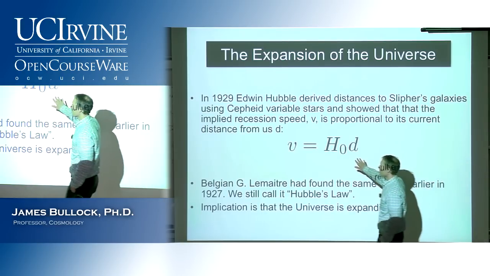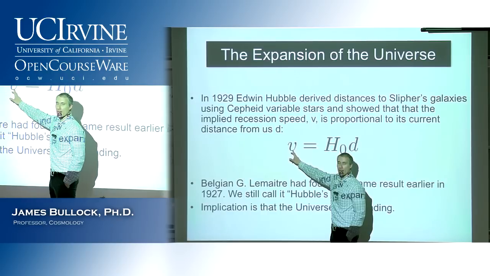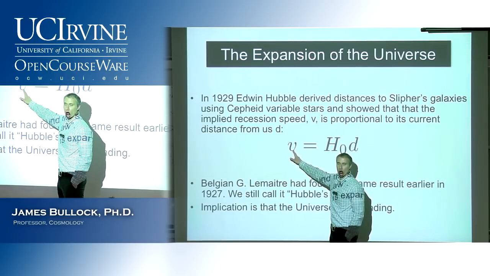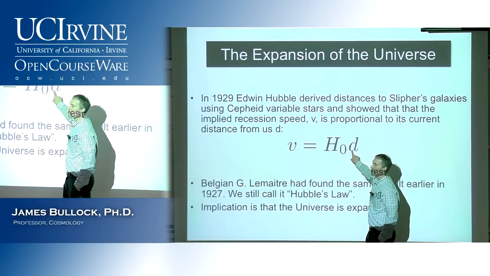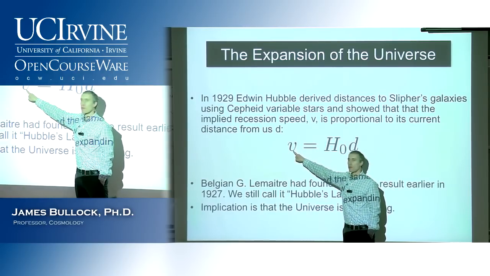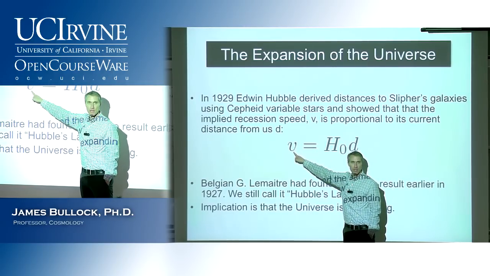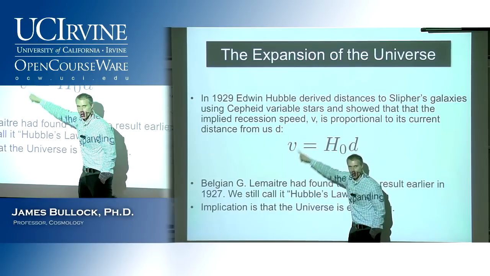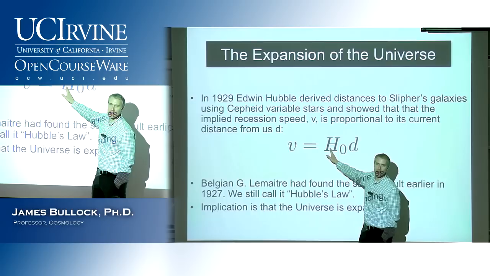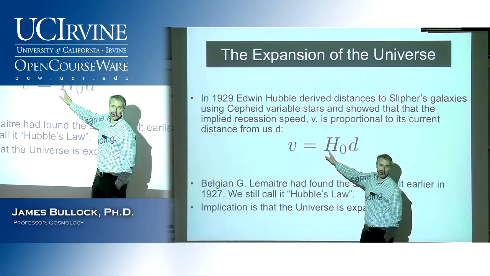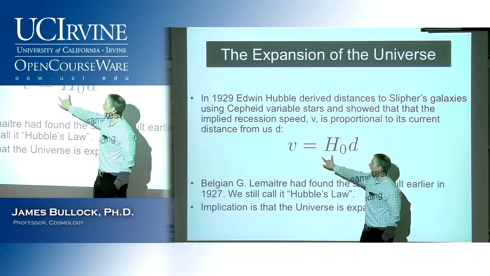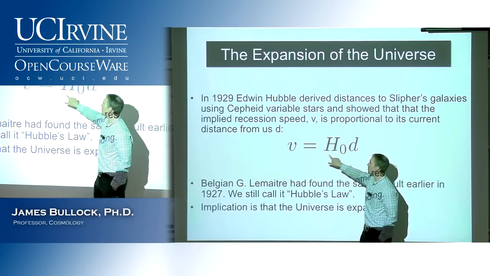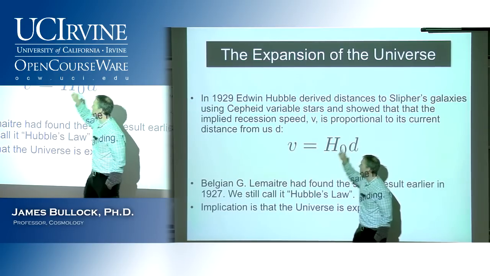And what he found, remarkably, is that the velocities of the galaxies were very well described by a very simple equation: the farther the galaxies were away from us, the faster they were moving away. It was directly proportional like this. This constant is now called Hubble's constant. It has whatever units it needs to have such that when you multiply by a distance, you get a velocity out.